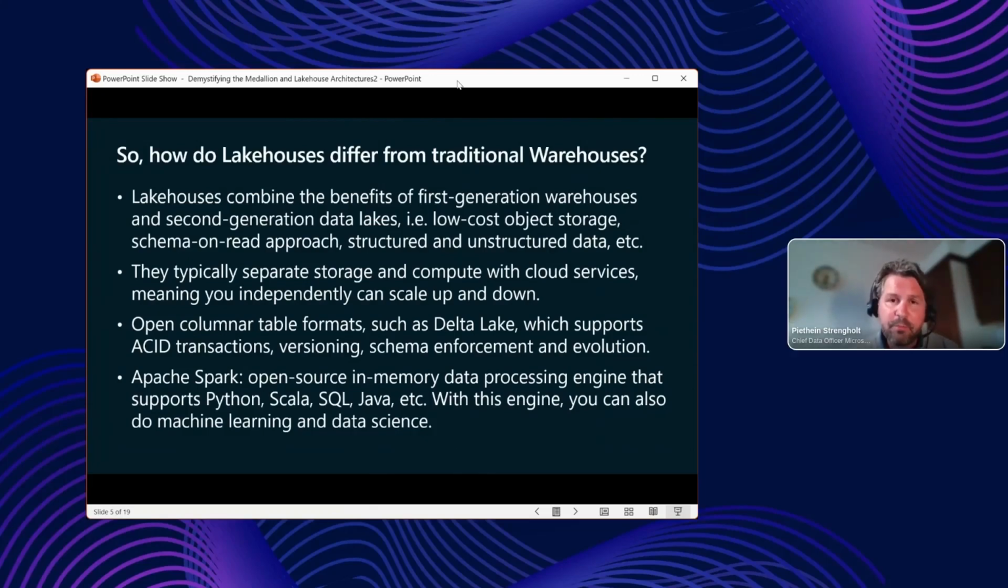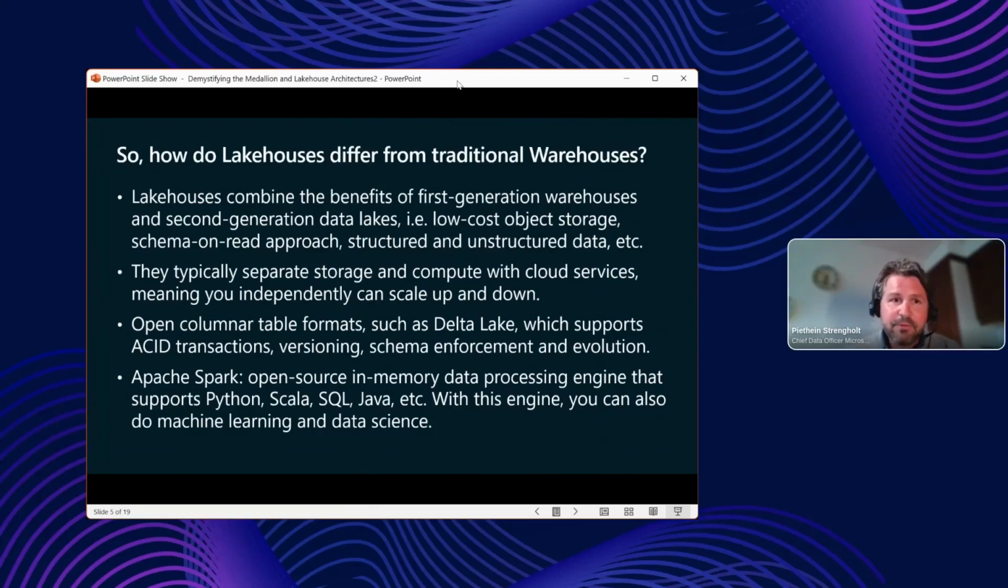Compared to the previous slide, where you could vary between the technologies you would like to use for your staging layer or your integration layer, in this type of architecture everything is unified. So we usually have one single technology for storing all of that data. Also, typically, when I look at lakehouses, we do this on the cloud. So we separate storage and compute from each other, meaning you can independently scale up and down these architectures.